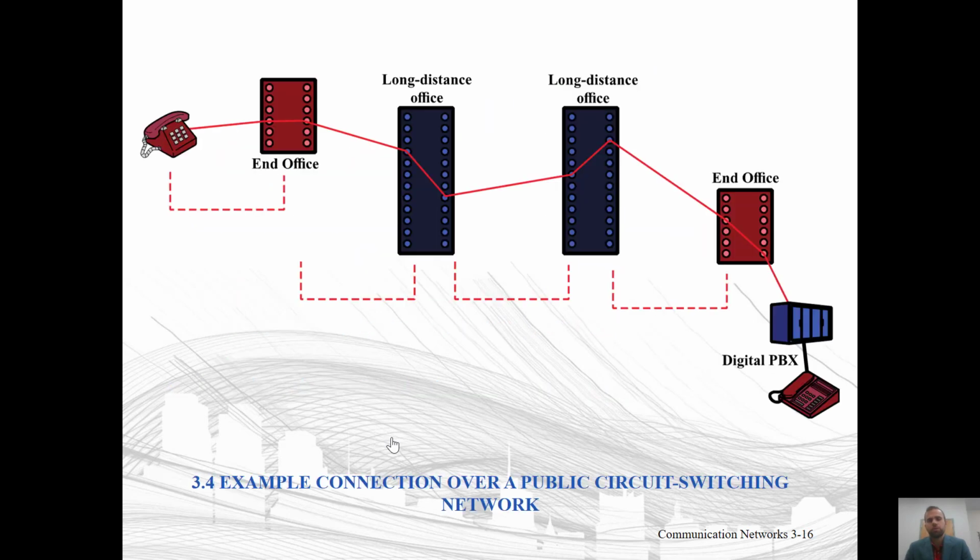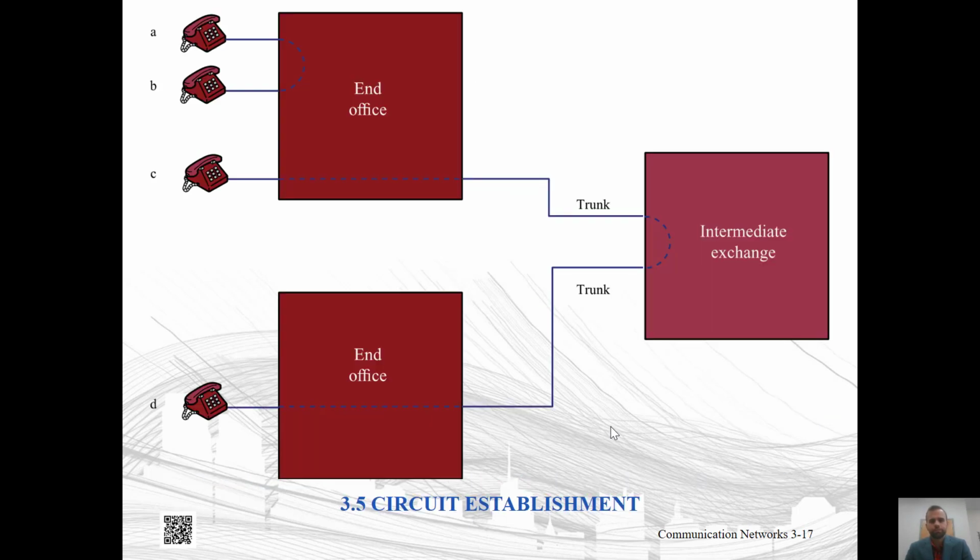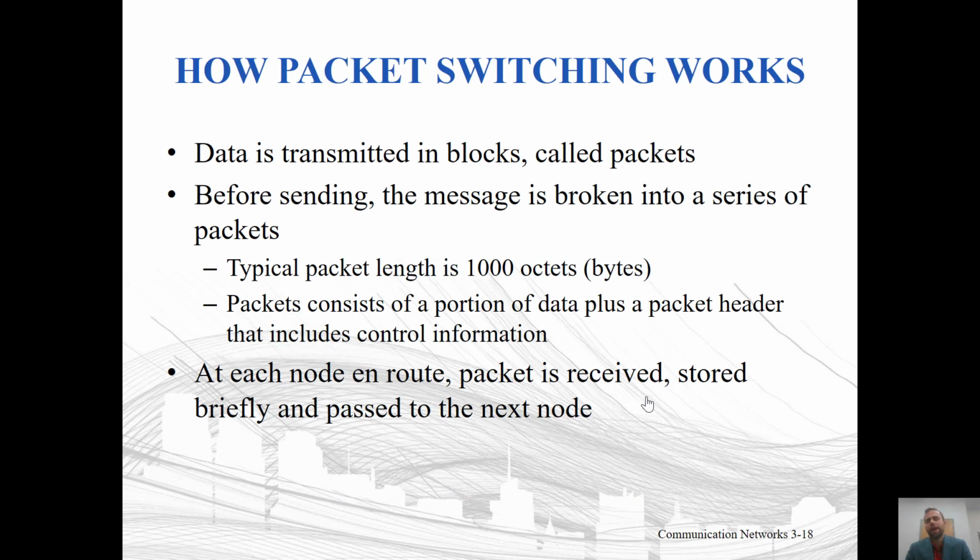Okay, so again, pictorially, you have your end office, it hooks up to the phone, you have your long distance office, and there's switching that takes place between here, another end office, and the digitization back to the cell phone. So this is an example of a circuit switching network. Once again, you have your initial circuit establishment at your end offices, and then your trunk hooks up to your intermediate exchanges.